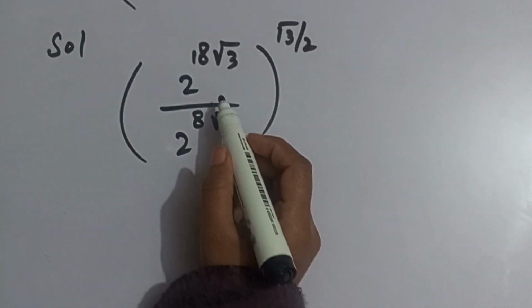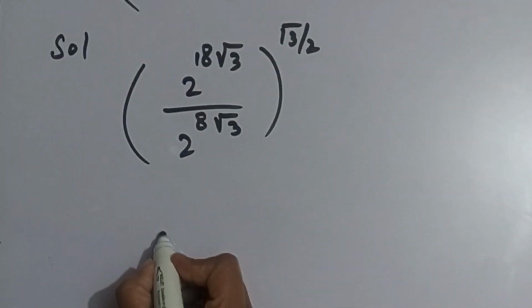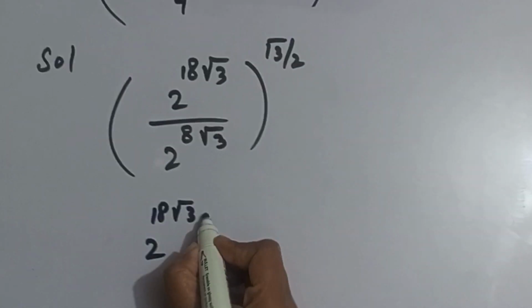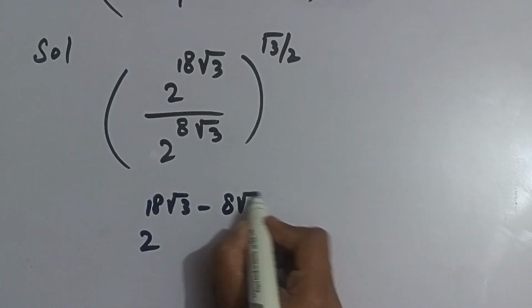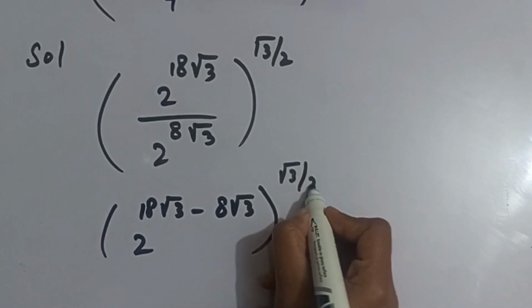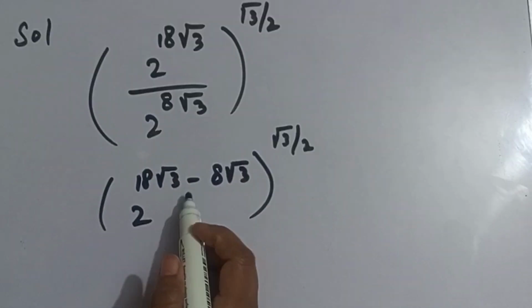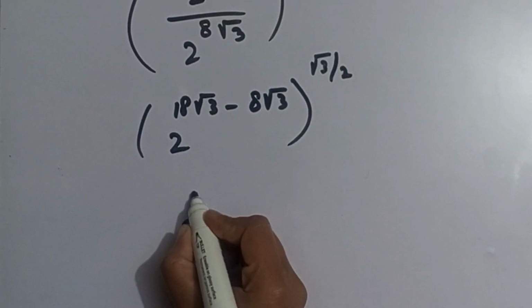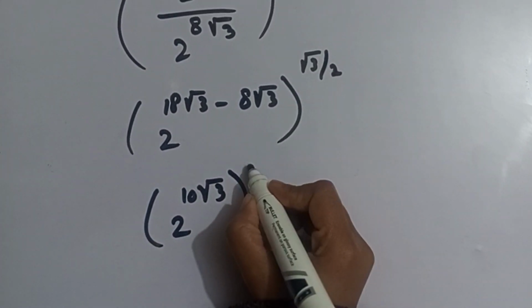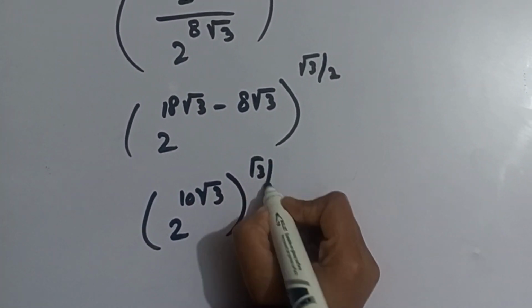So we write this value as 2 raised to the power 18 times square root 3 minus 8 times square root 3, and then again its power is square root 3 over 2. Subtract this exponent, then we get 2 raised to the power 10 times square root 3, and its again power is square root 3 over 2.